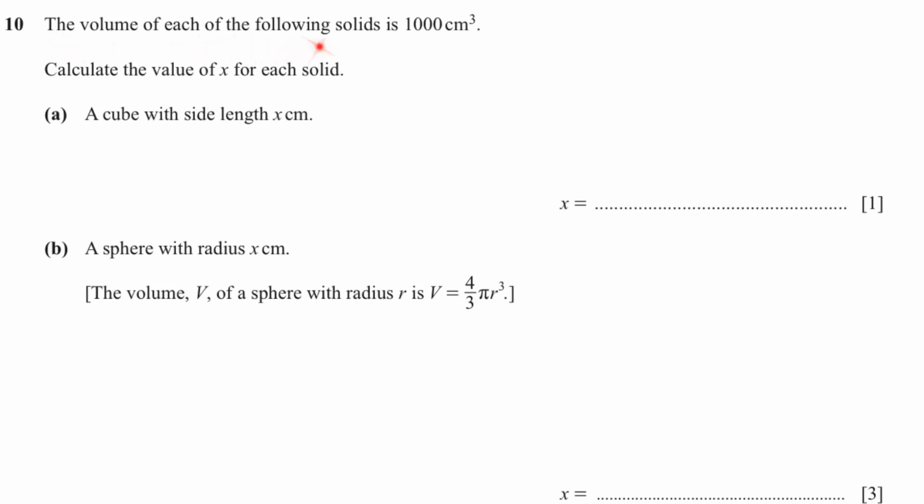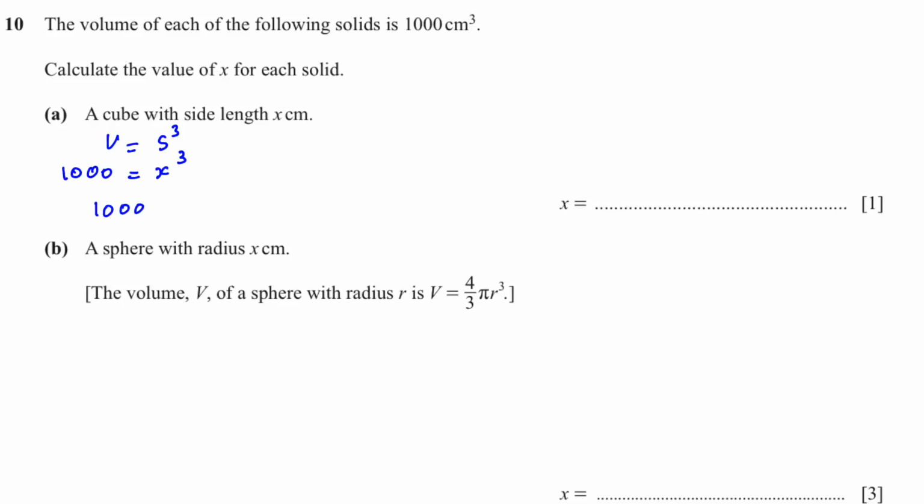The volume of each of the following solids is 1000 cubic centimeters. Calculate the value of x for each solid. A cube with side length x centimeters. To find the volume of a cube, we will have to use side cubed: length times width times height. Because your length, width, and height are going to be the same, we can say s cubed or x cubed. Now this is equal to 1000 they have given us. We have to find x.